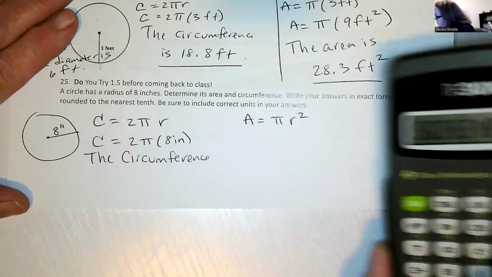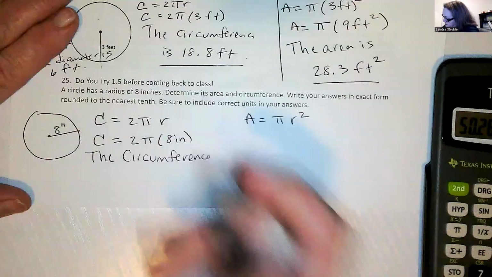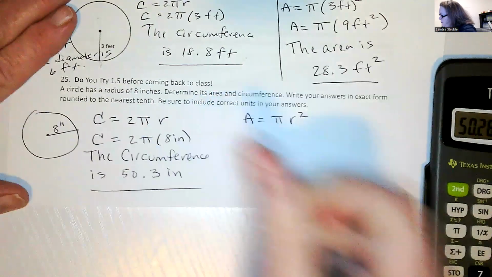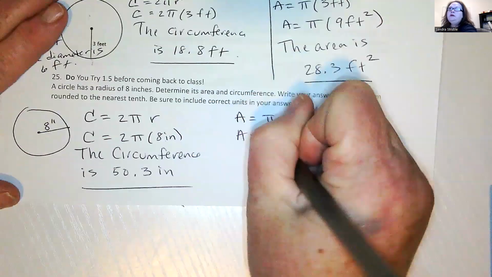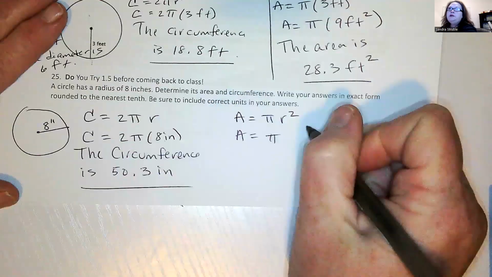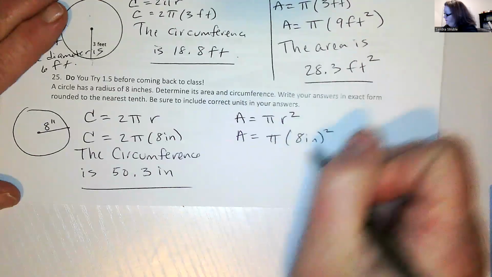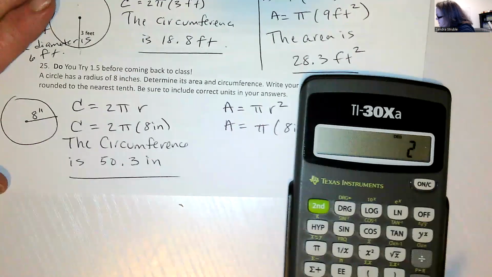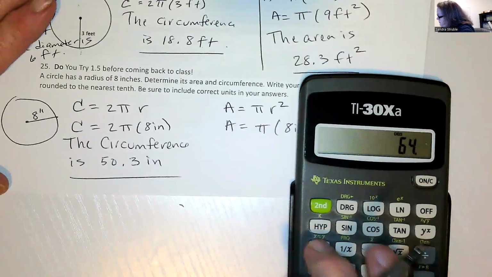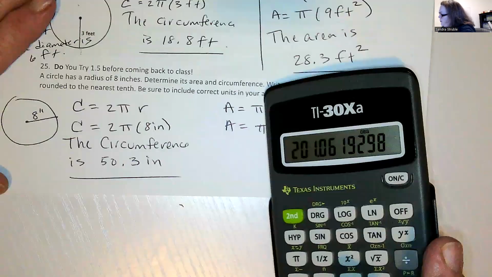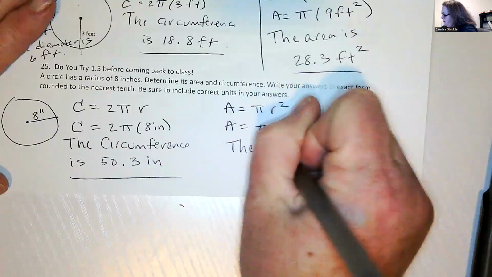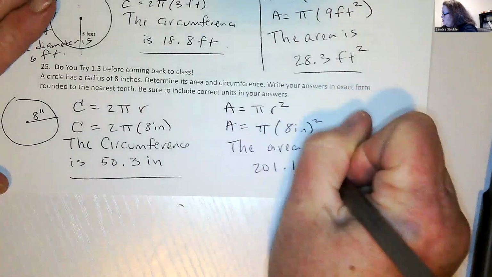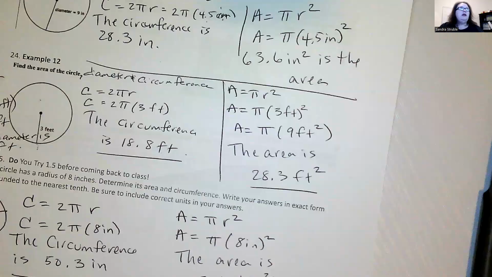So the circumference is 50.3 inches. Let's do the area. The area is equal to pi times 8 inches, which is the radius, squared. So 8 squared is 64 times pi, which is 201.1. The area is 201.1 inches squared.